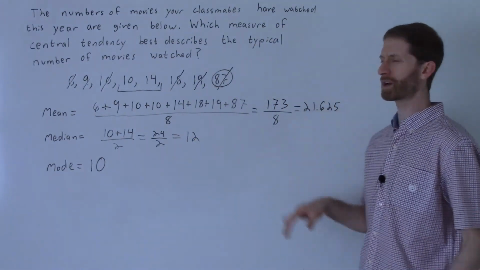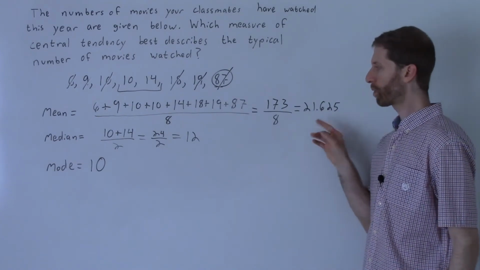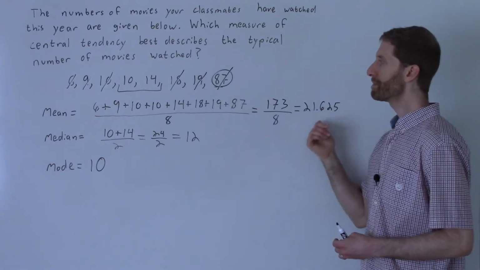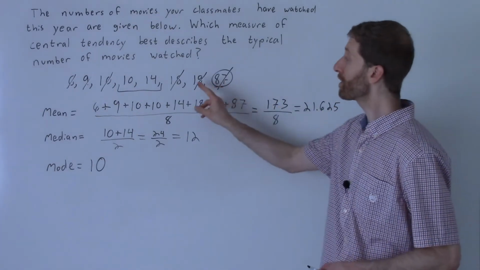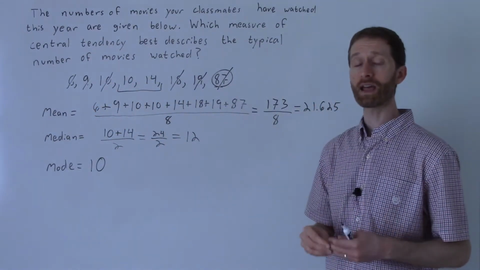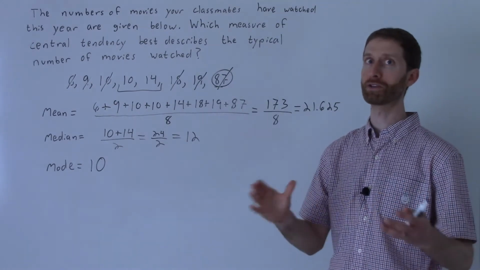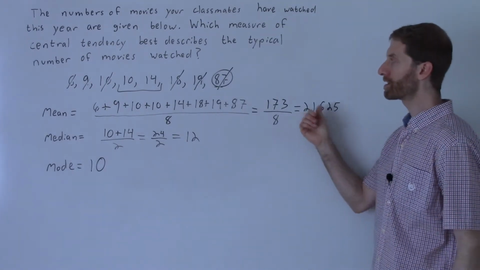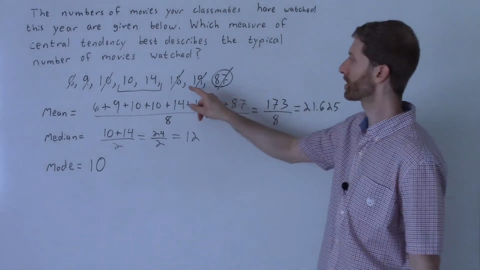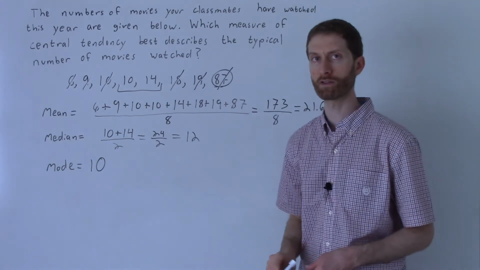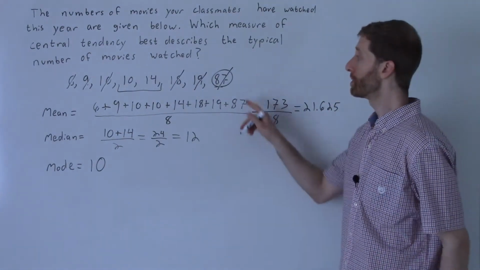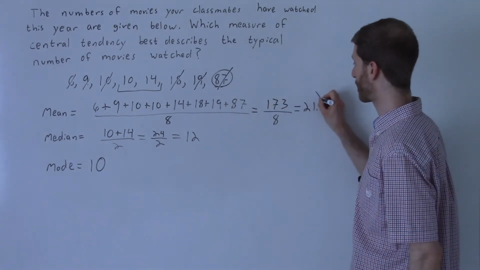Now, let's look at these numbers here. The mean is 21.625, whereas the median is 12, and our mode is 10. That mean is above every single data point here, except for the 87. That 87, that far outlier, some students watching way too many movies, that number is way drawn up by this number here. So while the 21 is close to the 19 and 18, it does not represent most of the other data. So the mean is not a good representation of the data, namely because of the outlier that's there. So we're not going to use that.